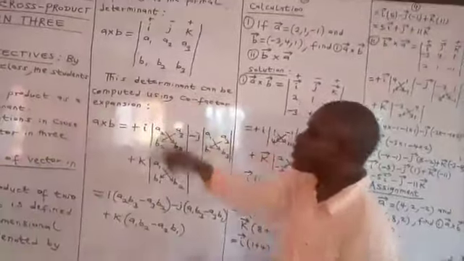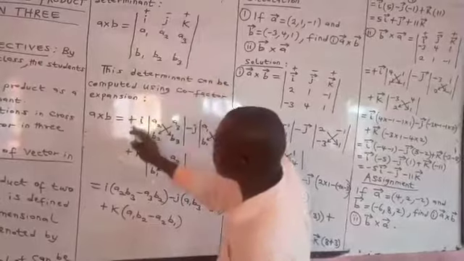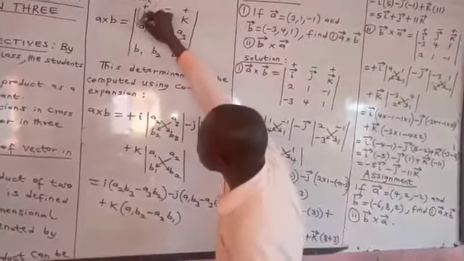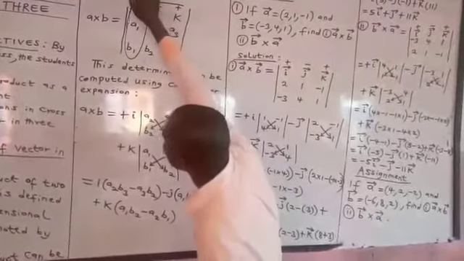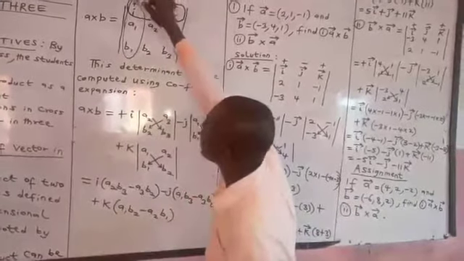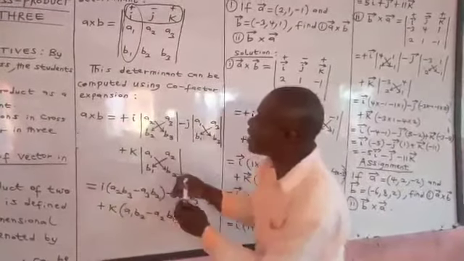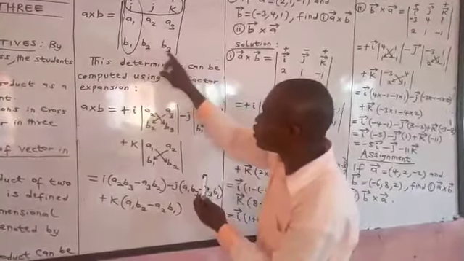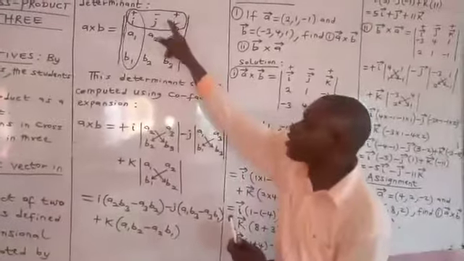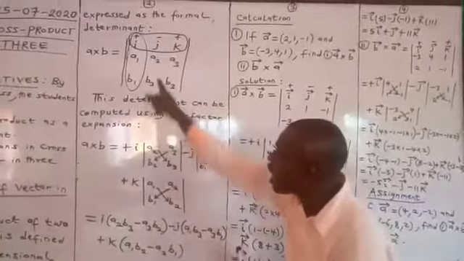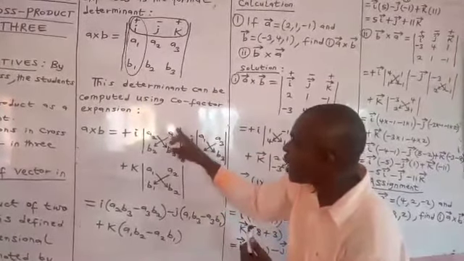So you now say A times B equals, the first one is plus I. Draw the row of I and the column of I. This is the row of I, then this is the column of I. What is now remaining is A2, A3, B2, B3. After drawing column of I and row of I, we have A2, B3, then A3, B2. A2 will multiply B3, while A3 will multiply B2.